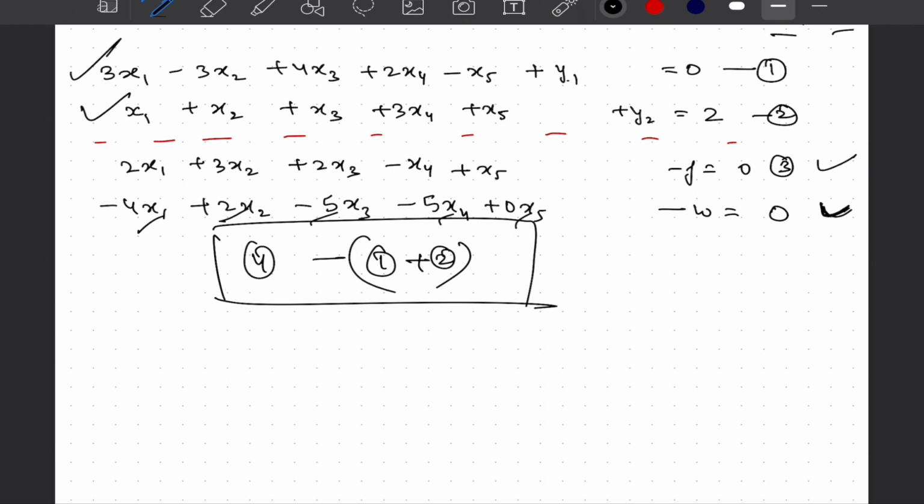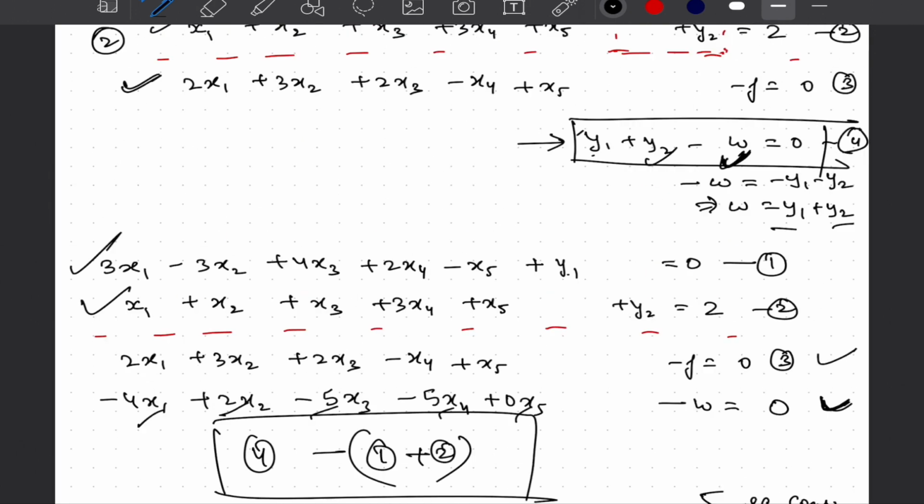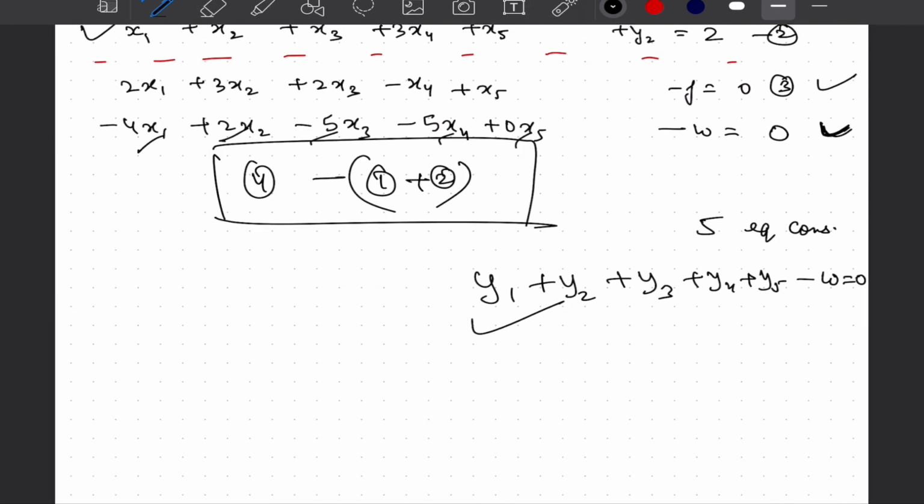Now mind it, if we are given, let us say, instead of 2 constraints, 5 equality constraints, we will again do the same thing, because the idea is we will always write this as y1 plus y2 plus y3 plus y4 plus y5 minus w. Then we will add these first 5 equations and subtract it from our equation that we have written by trick, so that our last equation is always in the form of x1, x2, x3, x4, x5 and so on.